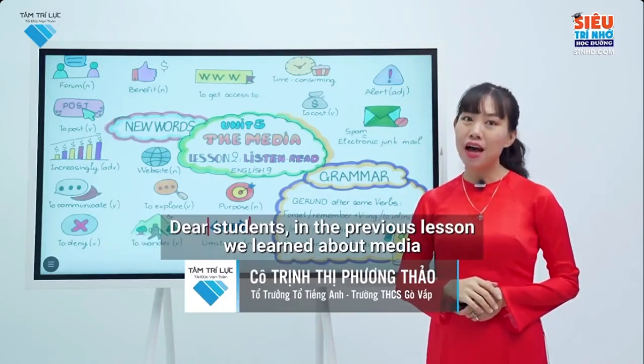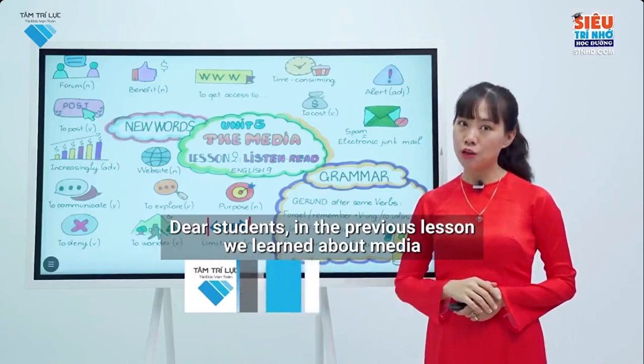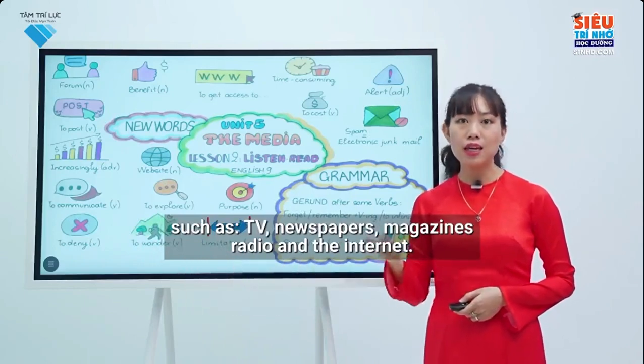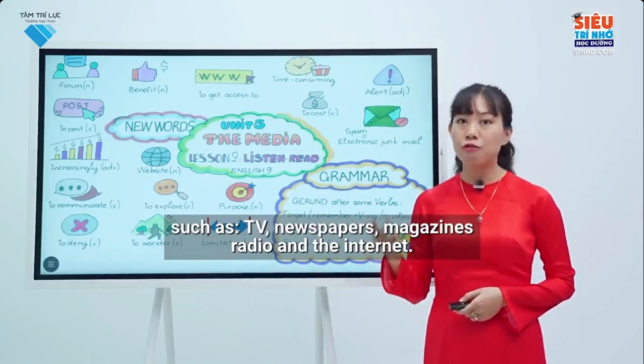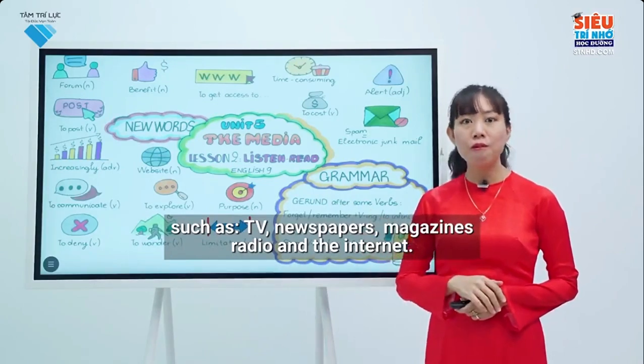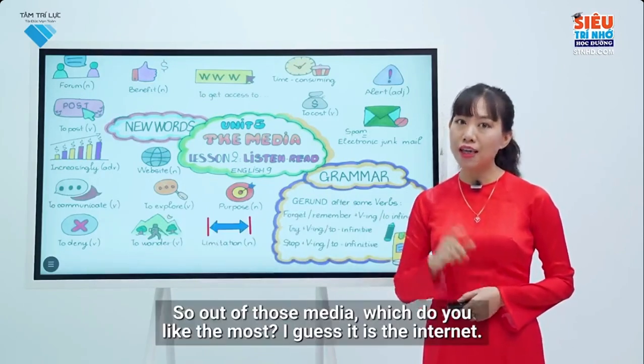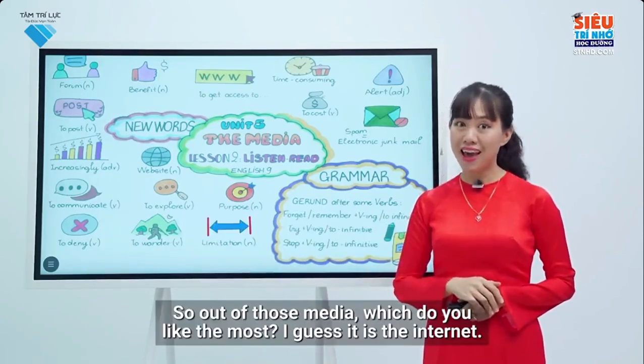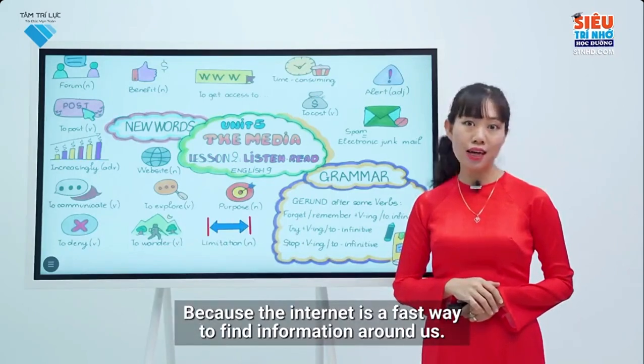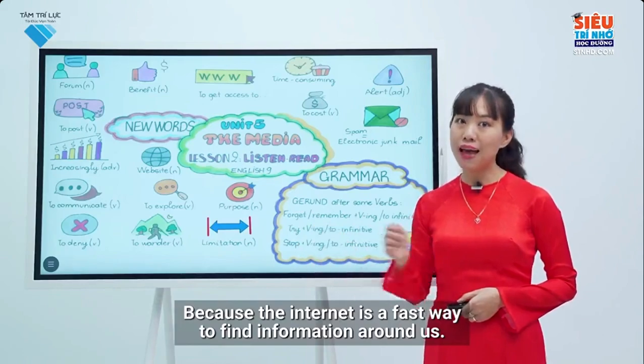Dear students, in the previous lesson we learned about media such as TV, newspapers, magazines, radio and the internet. So out of those media, which do you like the most? I guess it is the internet, because the internet is a fast way to find information around us.